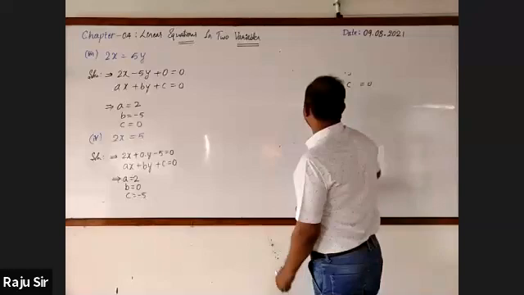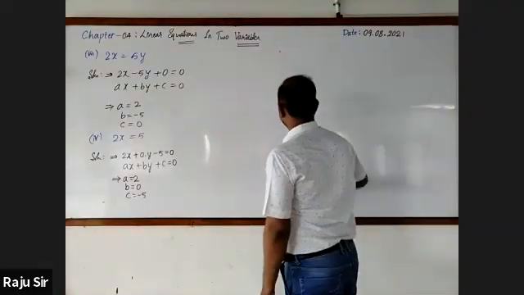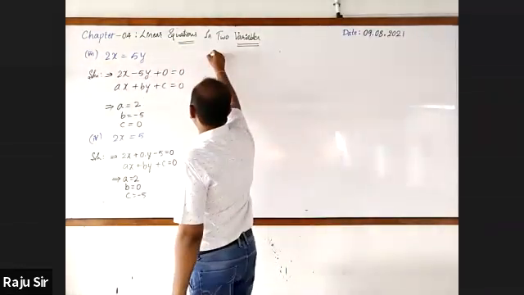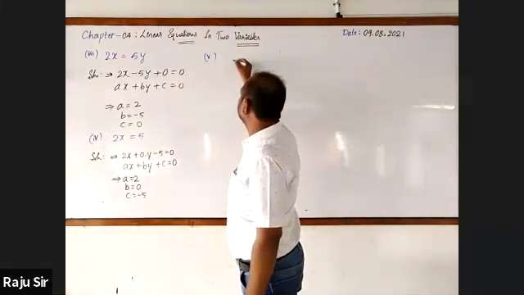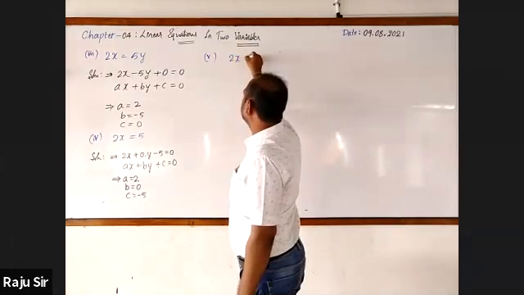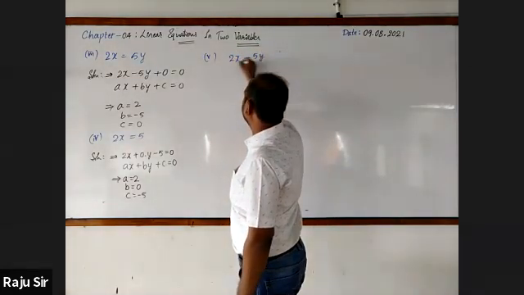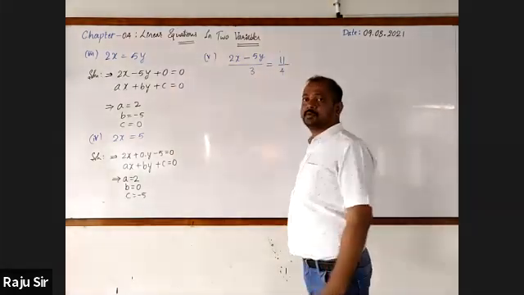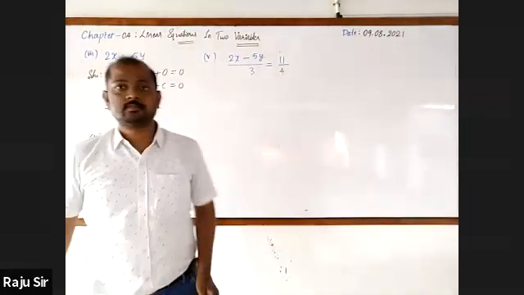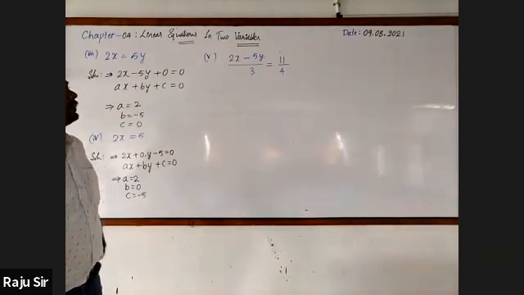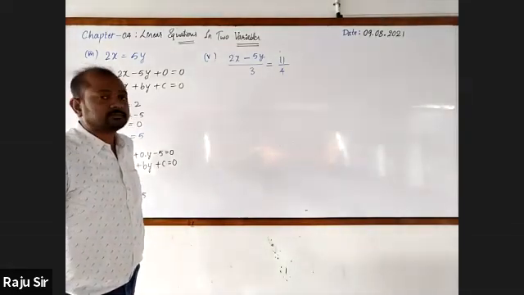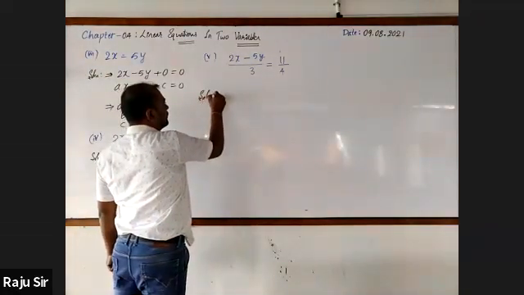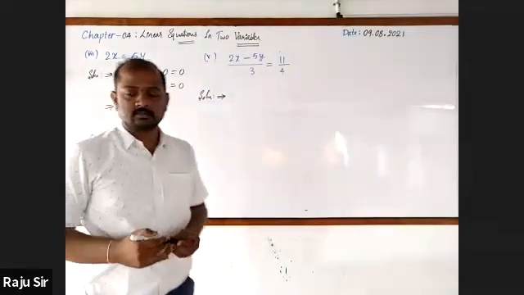Fifth one. 2x minus 5y by 3 equal to 11 by 4. 2x by 3 minus 5y by 3 minus 11 by 4 is equal to 0. Just go for cross multiplication: 2x minus 5y minus 11 by 12.